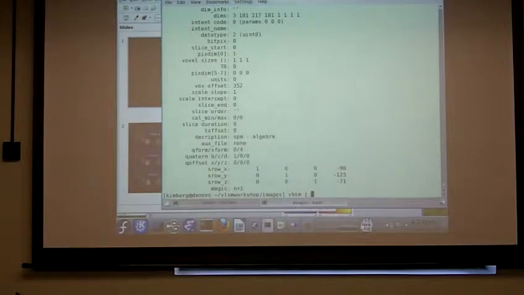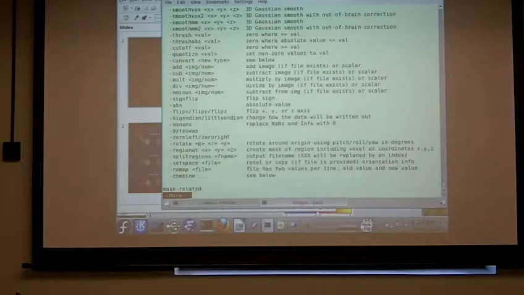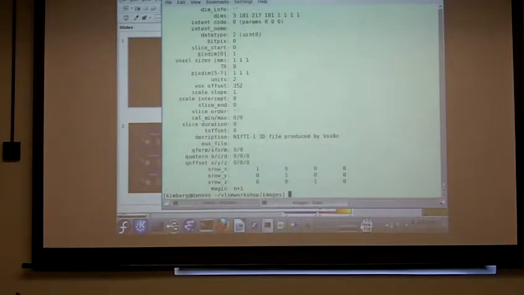But there's also a VBIM command. Let me see if I can find it. Set space. Okay, so what I've done is run set space without any arguments, and this zeroes it out. So now I can look at this, and you can see on the right hand side there, it's actually zeroed out the origin component of that Nifty file.